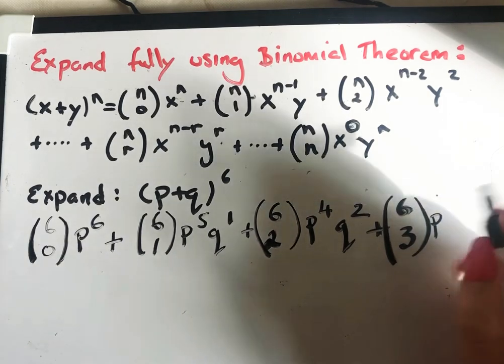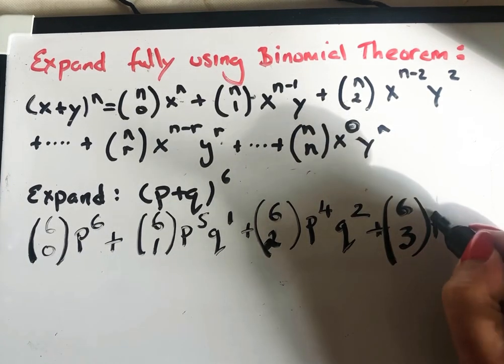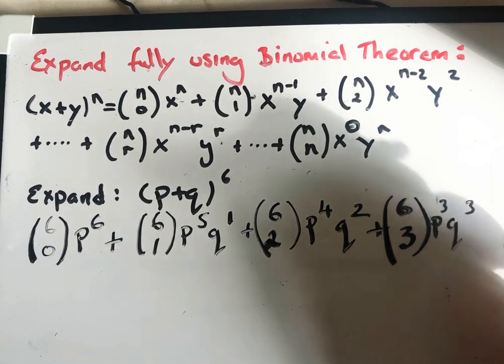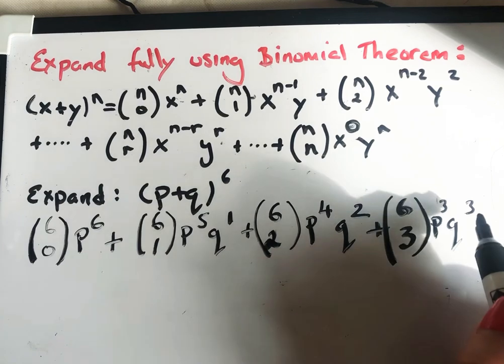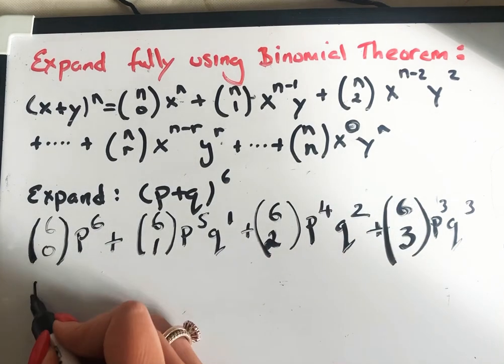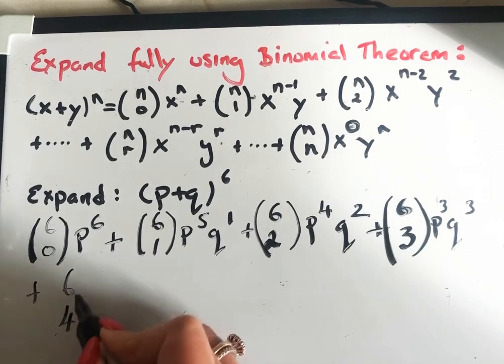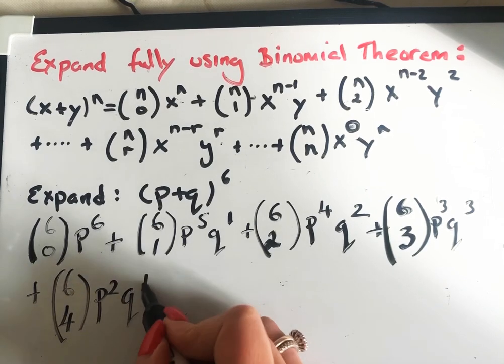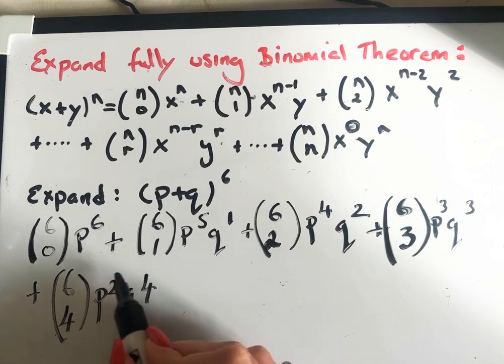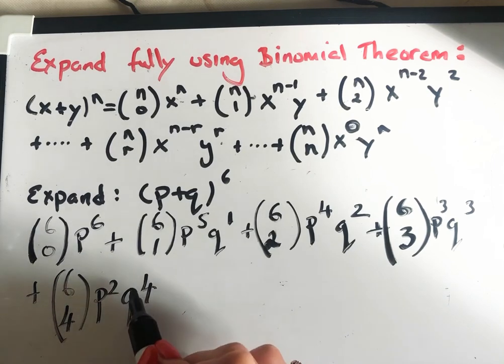P to the 3, Q to the 3. Again, you can see here that 3 plus 3 is 6, and the bottom number here, 3, is the power for the Q. Plus 6 choose 4, P to the 2, Q to the 4. Again, 2 and 4 is 6, and this number down here is the power over there.